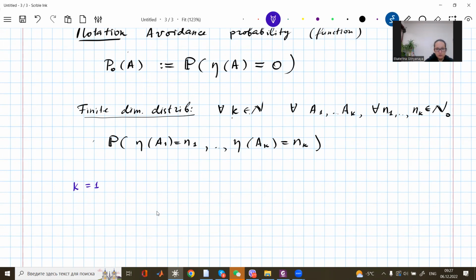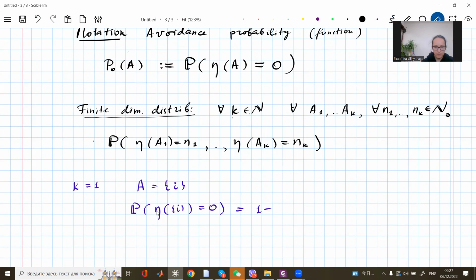So what are the subsets? For k equal to 1, for the subset A, I can take a one-point subset, right? And for this one-point subset, I can write the probability that eta of the one-point set is equal to 0. This is itself an avoidance probability, and the probability that eta is equal to 1 is 1 minus this.